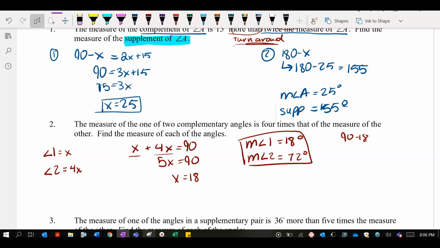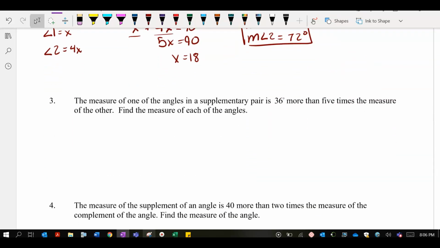All right, moving on to the next question. It says the measure of one of the angles in a supplementary pair is 36 degrees more than 5 times the measure of the other. Go ahead and pause the video to read the question again. So, I'm going to go ahead and do some notation here: the measure of one of the angles in a supplementary pair is 36 more than 5 times the measure.